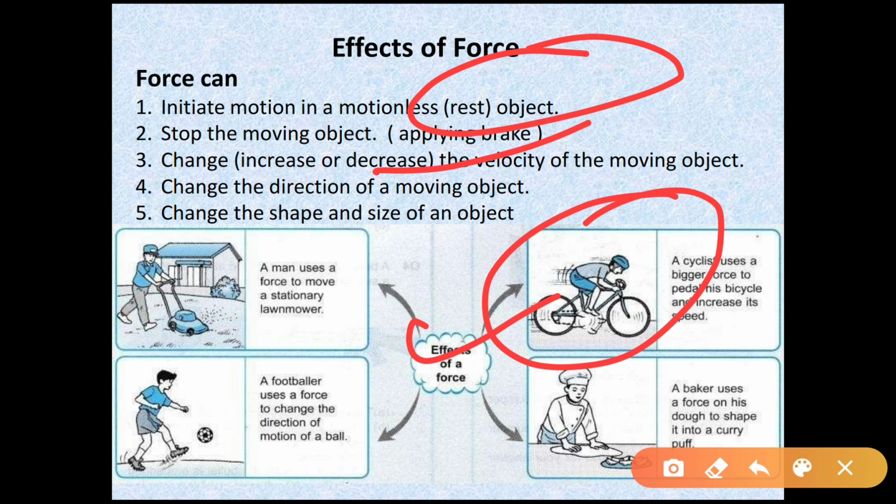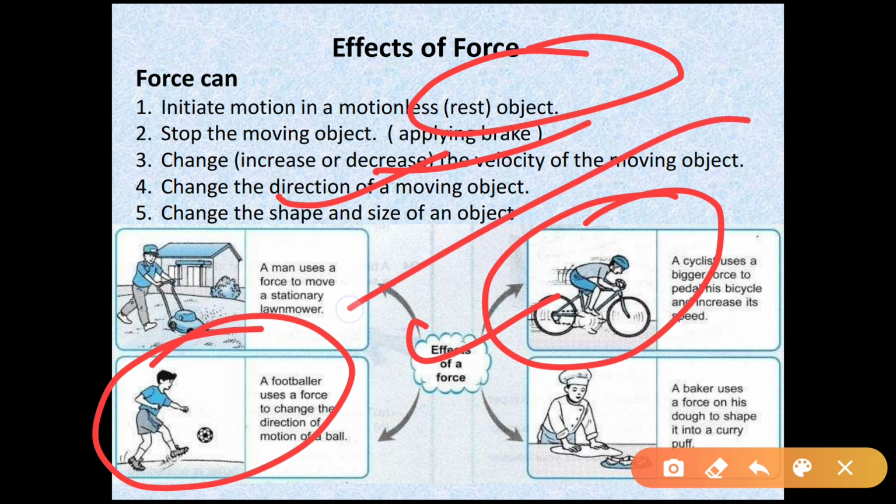Similarly, force can change the direction of a moving object. You can see here a boy is playing football. Suppose during the game a ball is reaching towards you, that is, from the left direction. Now you kick the ball, and after the kick the ball goes in the right direction, right? So you are changing the direction of the ball by applying force.